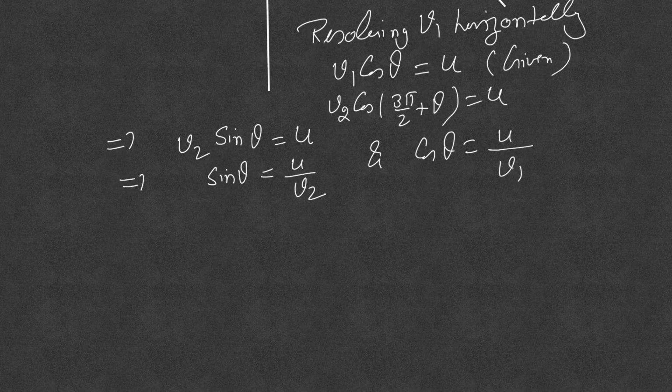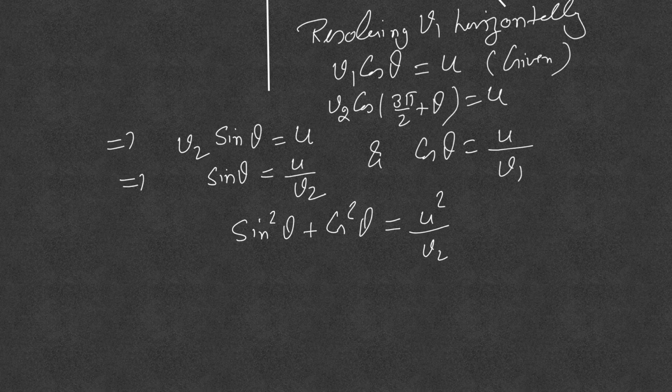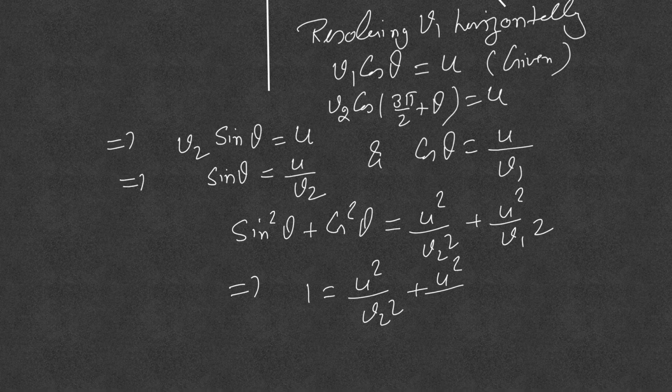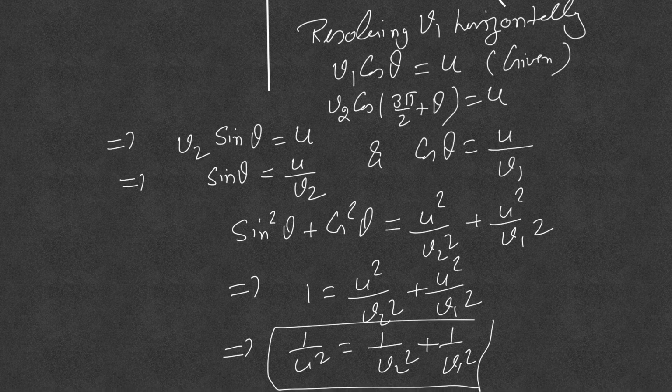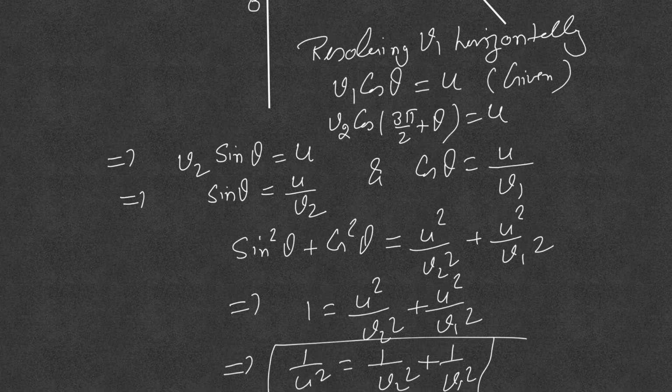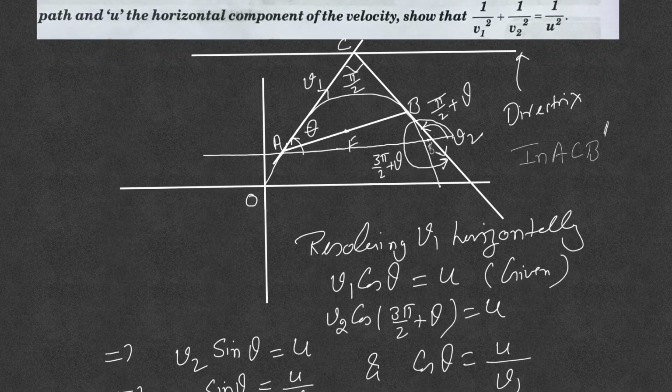Now we know that squaring and adding we will get sine square theta plus cos square theta is equal to u square by v2 square plus u square by v1 square, and we know this is 1, so 1 is equal to u square by v2 square plus u square by v1 square. This implies that 1 by u square is equal to 1 by v2 square plus 1 by v1 square, and this was required to prove.